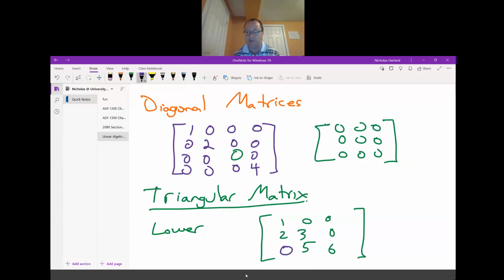You can have zeros underneath. So for example, a diagonal matrix would be an example of a lower triangular matrix.